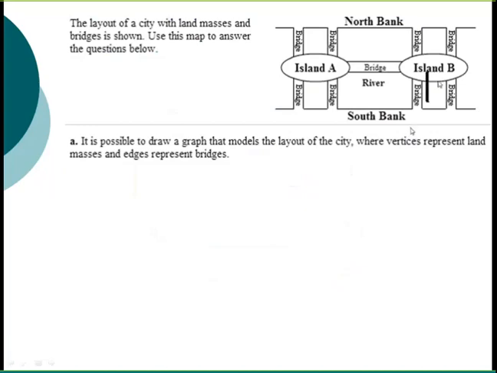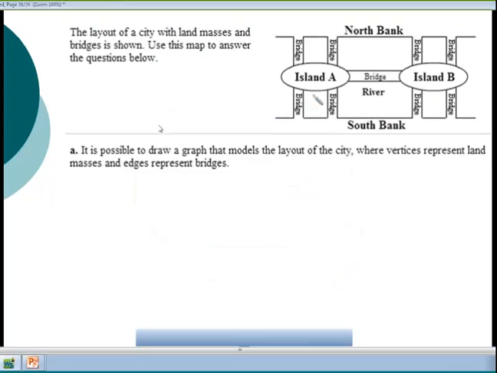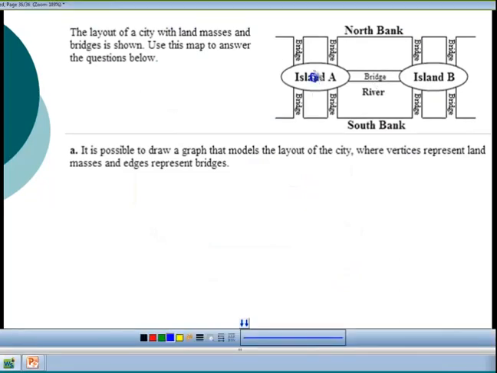So we're going to take a look at this picture of a city, and we're trying to figure out, is it possible to draw a graph that models the layout of this city where the vertices represent land masses and the edges represent bridges? And the way to do that is to take your land masses and put dots on them, okay? And here we've got, these are bridges, okay? And this is a dot because we're all going to the bank. We're all going to this north bank. So basically you have 4 dots, okay?